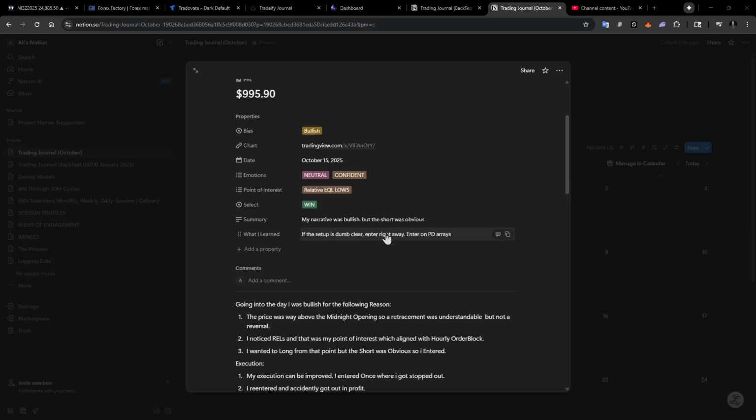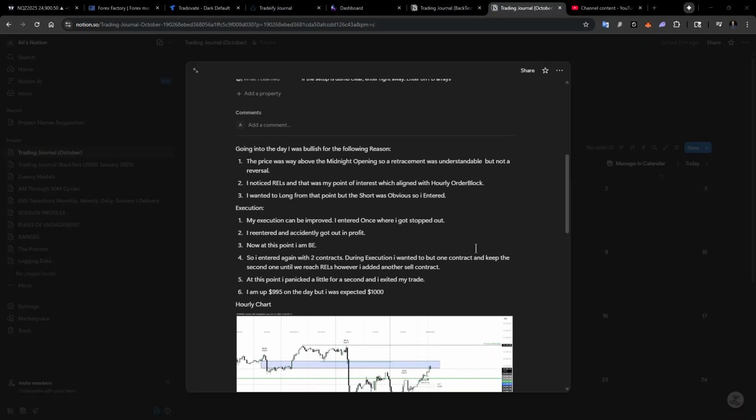These are the two things that I want to fix in the upcoming days, which is if the setup is clear, enter right away, and enter on a PD array, which is something I stopped doing. I should only enter on a PD array.